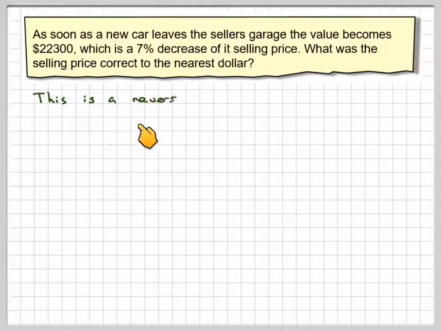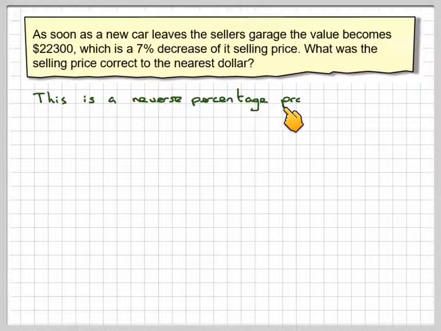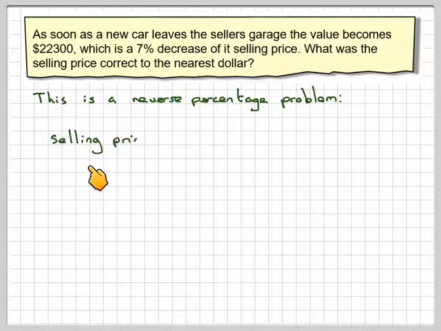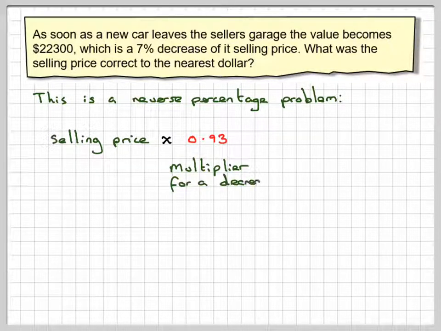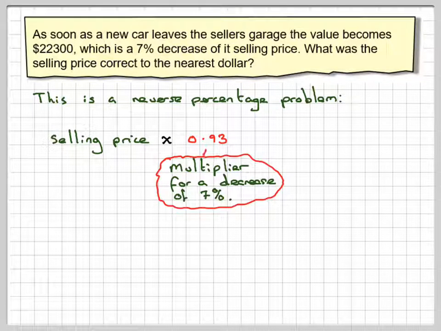So this is a reverse percentage problem. So we set the problem up like this. We take the selling price. So the selling price is decreased by 7%. So we will have 93% of it left. This is a multiplier for a decrease of 7%. And then that will be equal to the price that it is now, which is 23,300. So the idea is we've got to find the selling price.